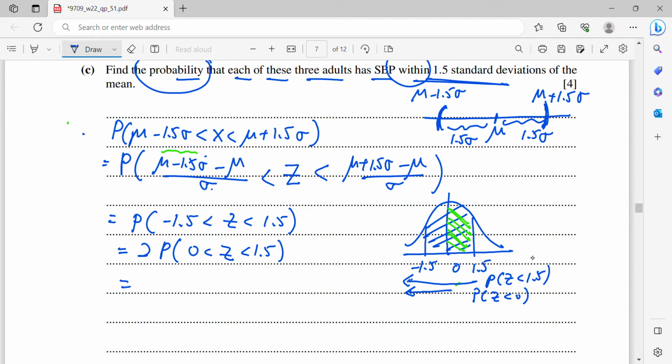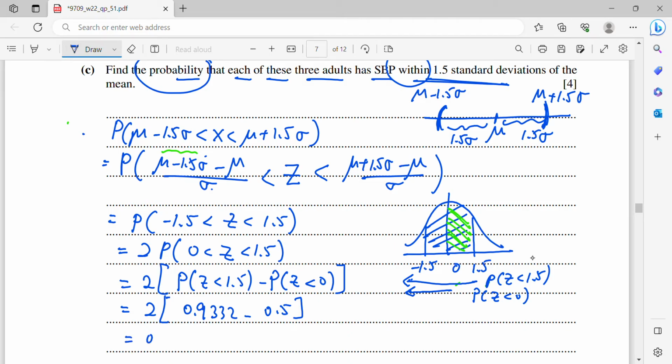So now I will change to 2 of P(Z less than 1.5) minus P(Z less than 0). Now you can just read the values from the table. So P(Z less than 1.5) is 0.9332. P(Z less than 0) is basically 0.5. When you count this, it will be 0.8664. But remember, this is for one adult.